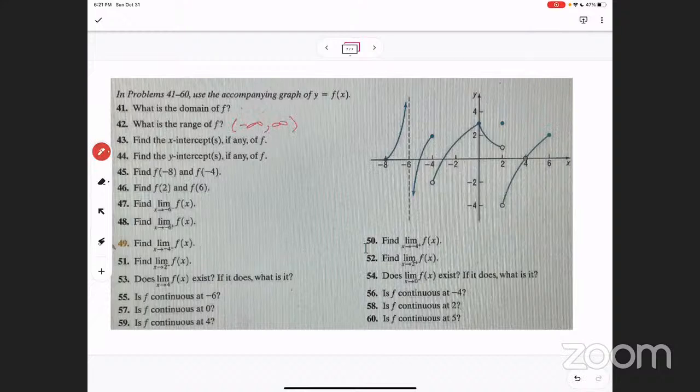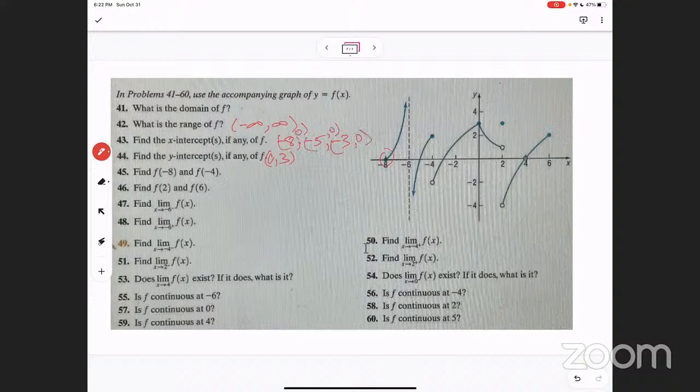Find the x-intercepts if there are any. So there's one here at -8. There's one at, it looks like maybe -5. There's one at maybe -3. And there's none at 4 because there's an open hole there. So those 3. The y-intercepts, if any, there's only going to be one. It looks like maybe at 3. So again, that would be 0, 3.